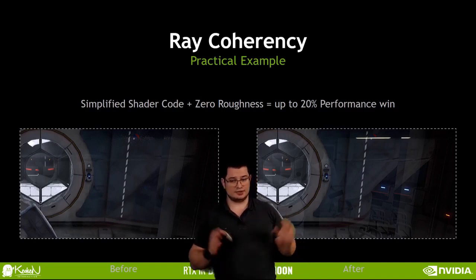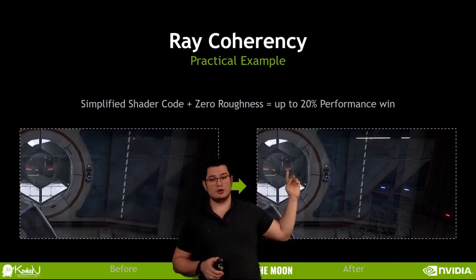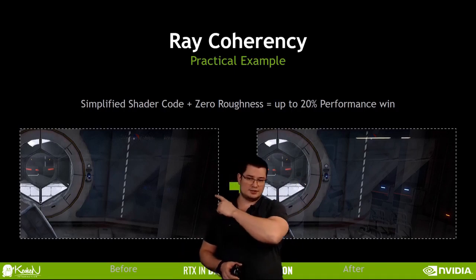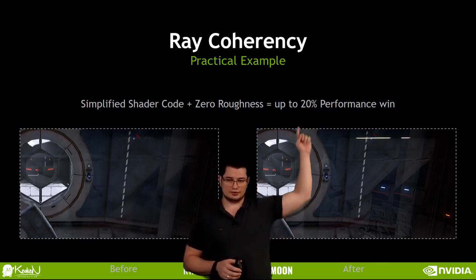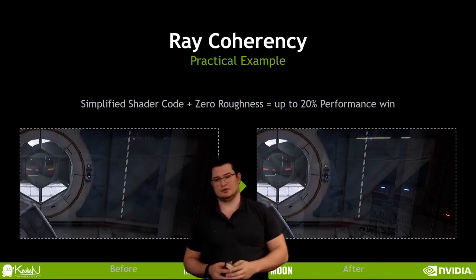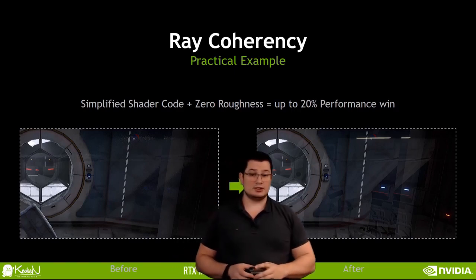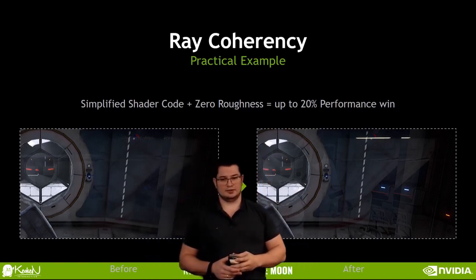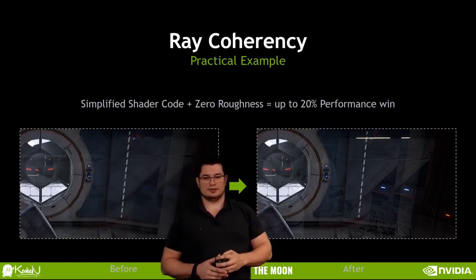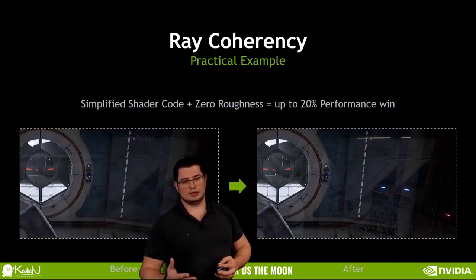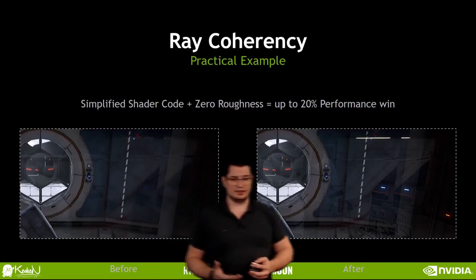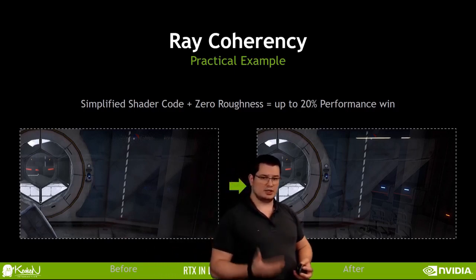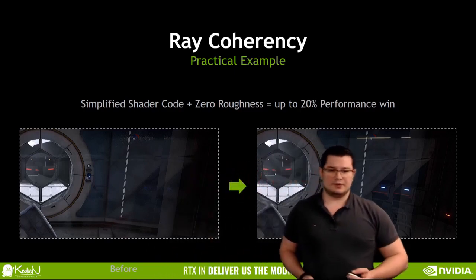The result for this particular scene, just for the reflections of these materials, is up to a 20% performance win. And that's a lot. So please consider ray coherency when you're working with materials. All right, now that you know how ray coherency works and what it is, please take this into account, and let's go back to the opaque reflections.